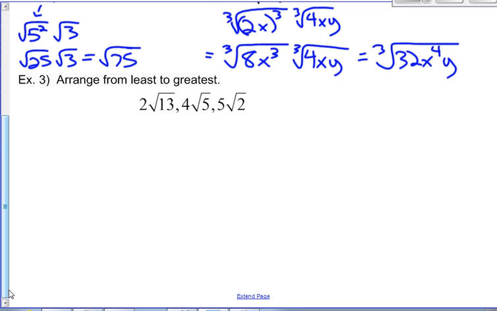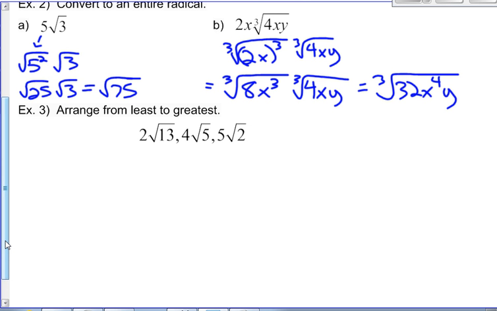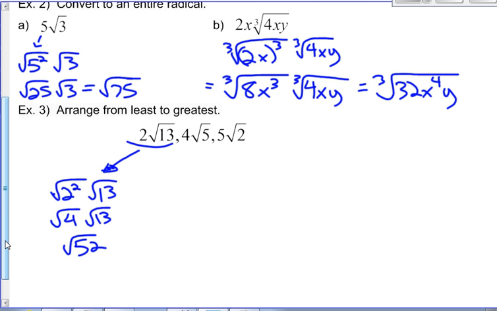A classic non-calculator question is arranging from least to greatest. And that's going to involve us looking at these as entire radicals so that we can compare them. So 2 root 13, I really don't know how big it is. If I had my calculator, I'd just type it in and get a decimal approximation. So this is going to be the square root of 2 squared times root 13, or root 4 times root 13, or root 52. Okay, that's what that one is. Let's try my next one. I'm going to have the square root of 4 squared times root 5, or root 16 times root 5, or root 80. Oh, the red one's bigger than the blue one.